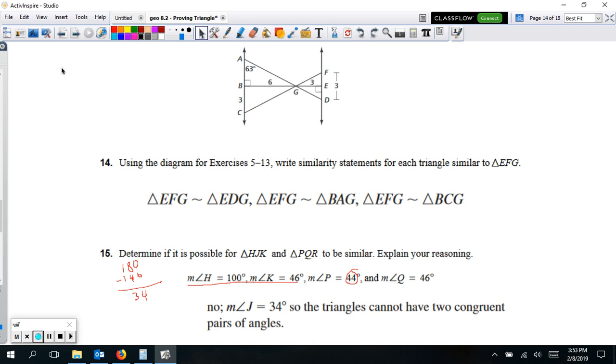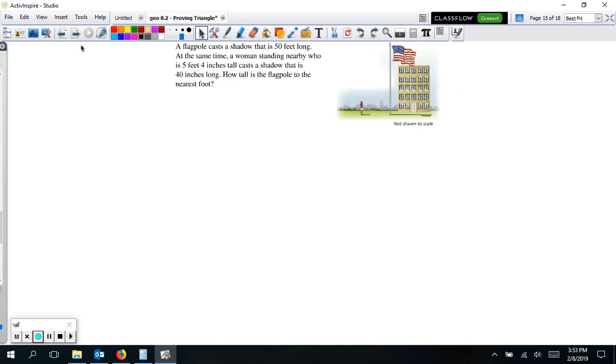Okay, actually I want to do one more problem, and this next problem is kind of a real life problem using this. And this next problem is going to be on the next quiz that you're going to take, so I wanted to show you this one. It's one that has talking about a flagpole. So a flagpole casts a shadow that is 50 feet long. So here's our flagpole, the shadow of the flagpole. We can measure that and figure out, okay, that's 50 feet long if we were to measure it.